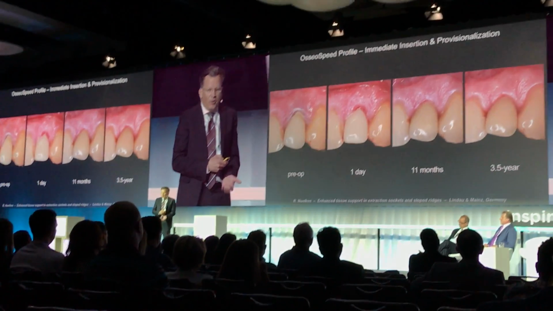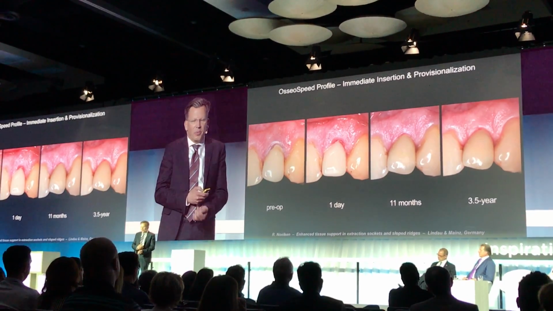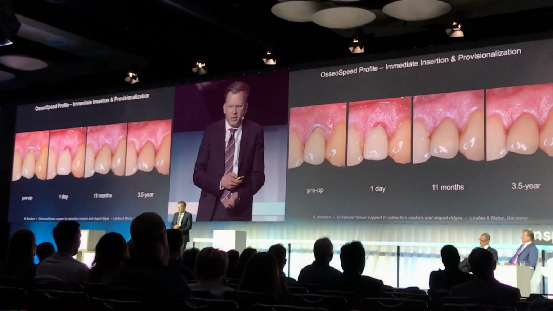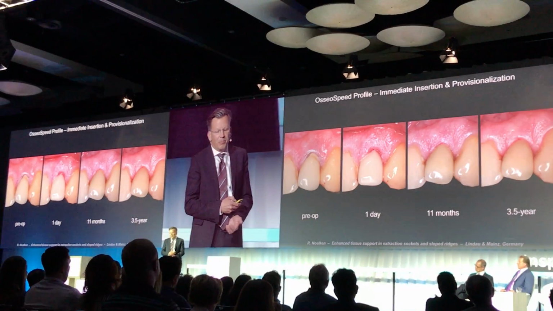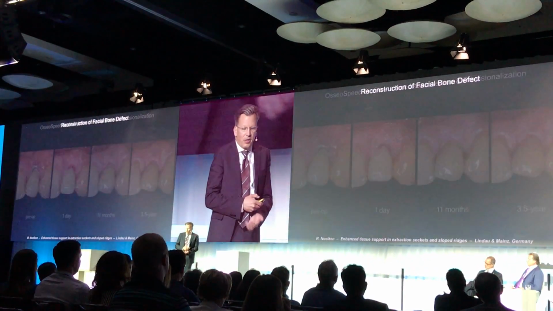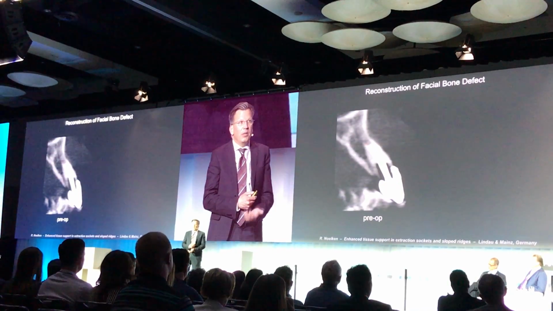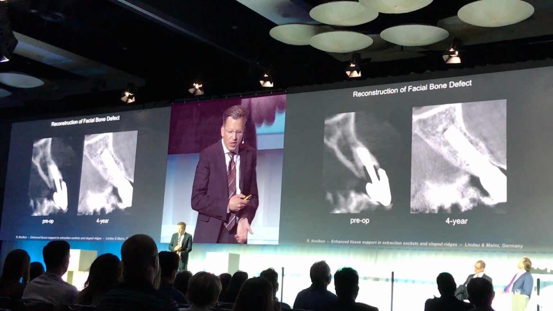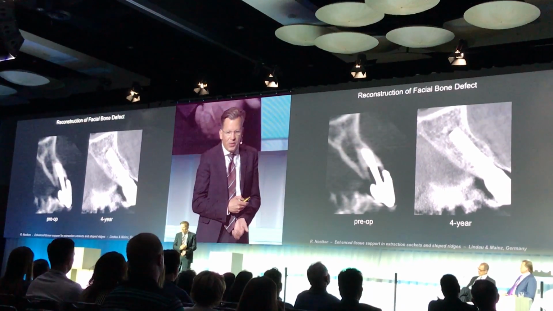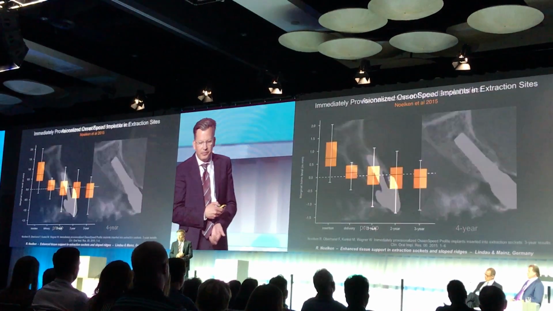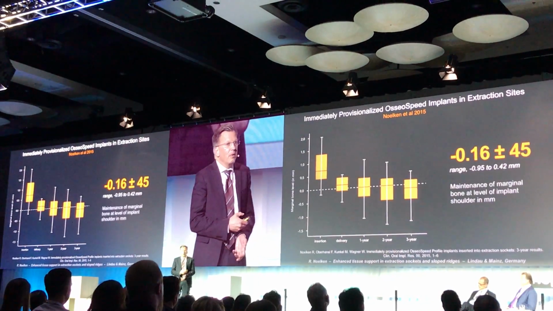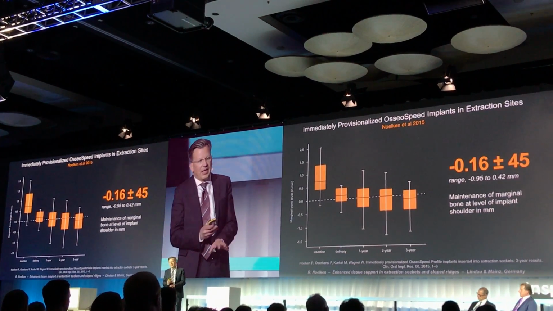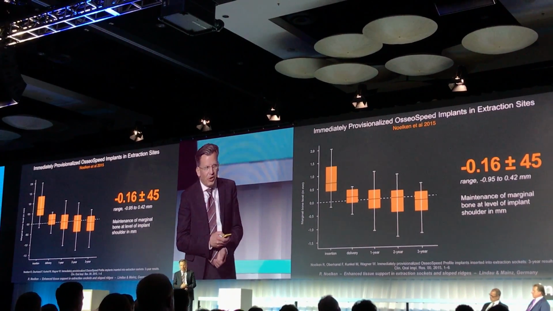You can see in the follow-up at 3.5 years that we have a tissue maturation in height and in thickness and a very high papilla. The cone beam shows that we were able to reconstruct by this flapless procedure without a membrane, just with autogenous bone chips, up to the level of the sloped implant shoulder. The interproximal bone level at 3 years shows us that we are nearly exactly at the level of the implant shoulder.